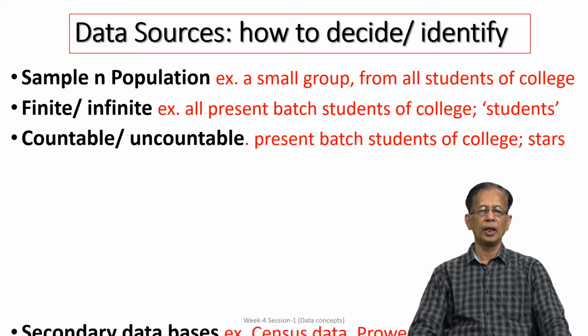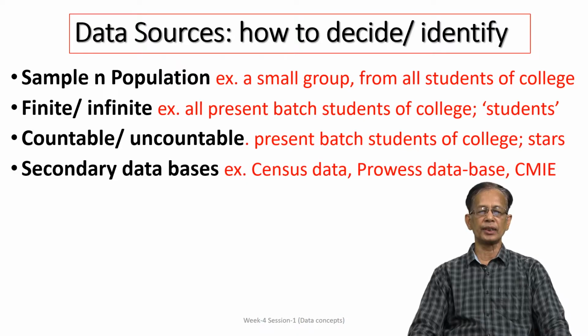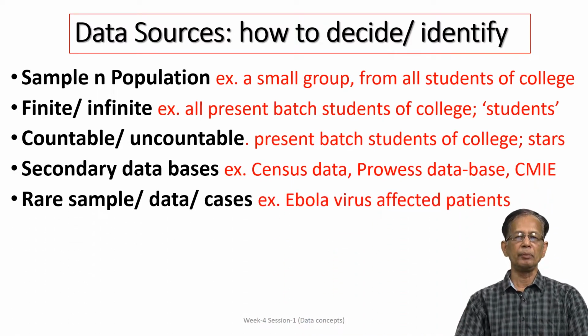An uncountable example could be stars in the sky, and a countable one could be the presently admitted batch of students of any college. And we may be using data sources like secondary databases; the most common example is census data, and we also have databases by different parties like the Centre for Monitoring Indian Economy, that is CMIE, or we can also have PROWESS databases.